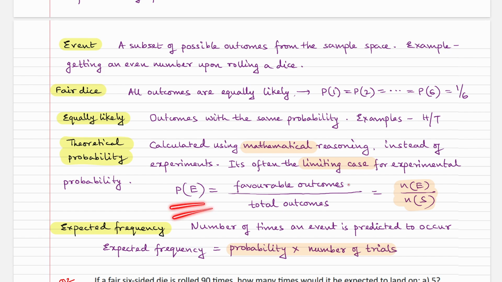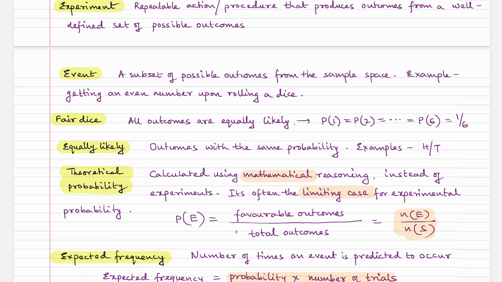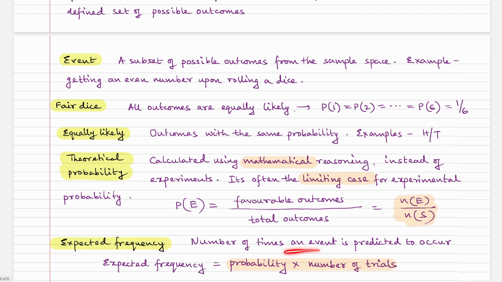The probability of an event is given as favorable outcomes divided by total outcomes, which is NE by NS. NE is the number of elements in the event space and NS is the number of elements in the sample space. Now, if we know the probability of an event, we can find out its expected frequency. So expected frequency is the number of times an event is predicted to occur. Expected frequency of an event is given as probability times the number of trials that have been conducted.